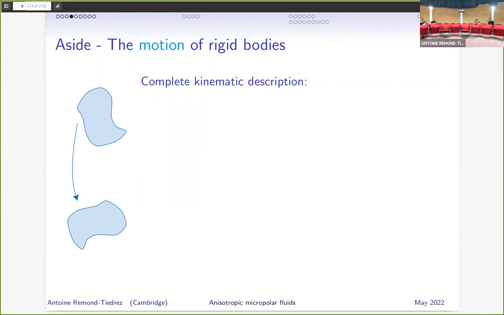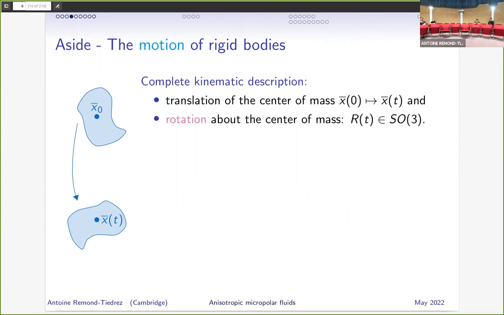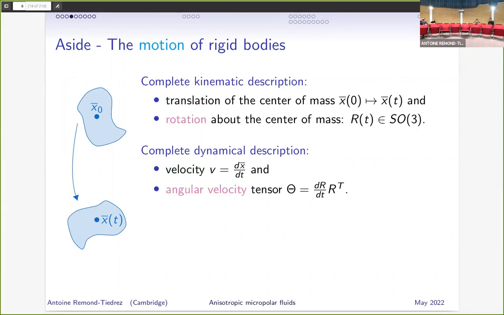to describe the body is to tell you how it's translating, how its center of mass is translating, and I need to tell you how it's rotating. And then of course, there's an analogous dynamical description in terms of the velocities. So I need to tell the velocity of the translation and the angular velocity of the rotation.